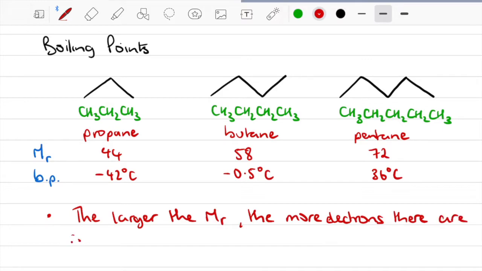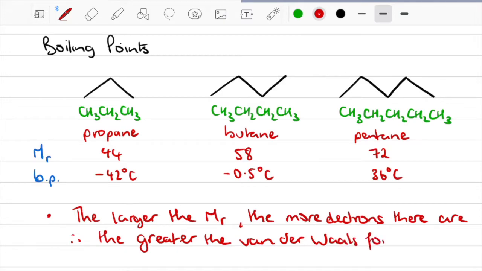Therefore, the greater the van der Waals forces between the molecules. So that is by far the most important thing to consider when comparing the boiling points of alkanes.